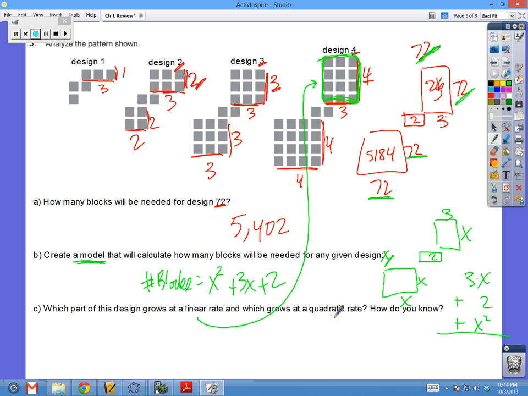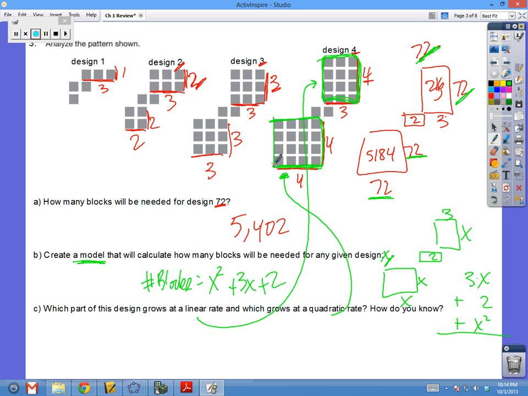Okay, quadratic. The square grows at a quadratic because it's getting taller, but it's also getting wider. So it's growing 2 ways. It's growing in length and it's growing in width. So it's not as constant. It's not always plus 3 plus 3. One time you add a row of 4 and a column of 4. Next time you add a row of 5, a column of 5. So it grows at a much faster rate.